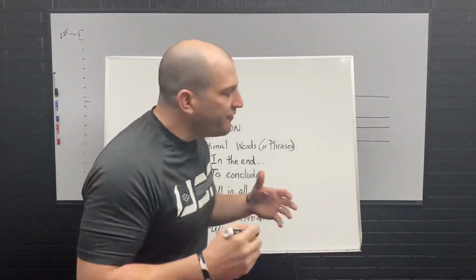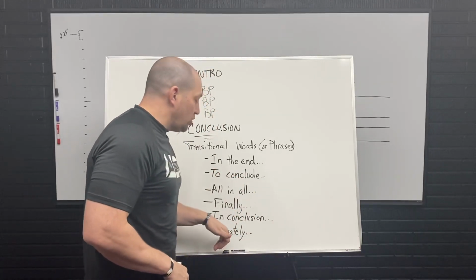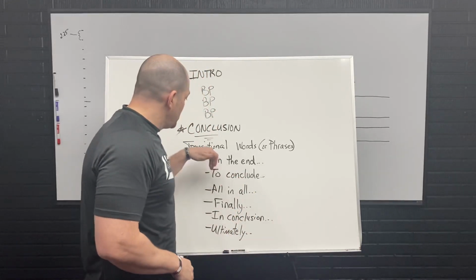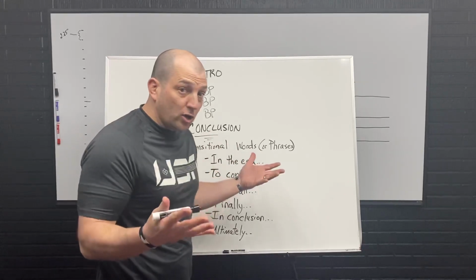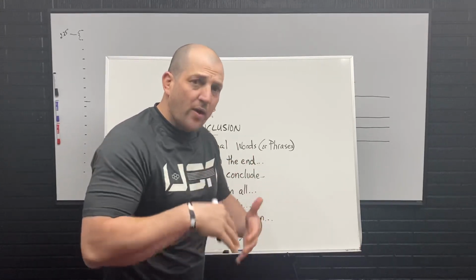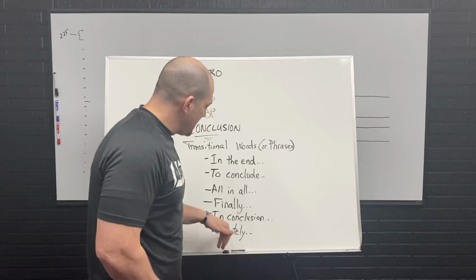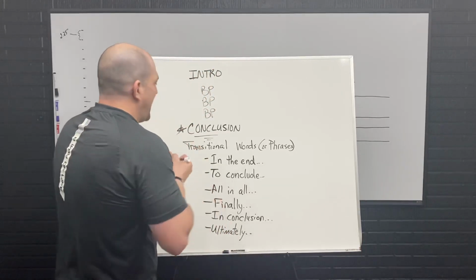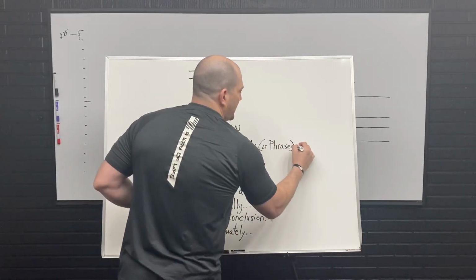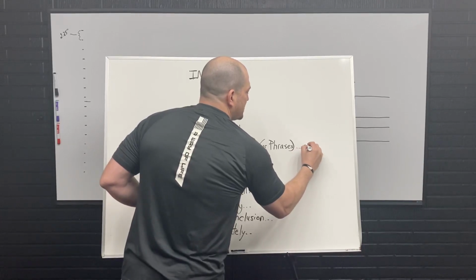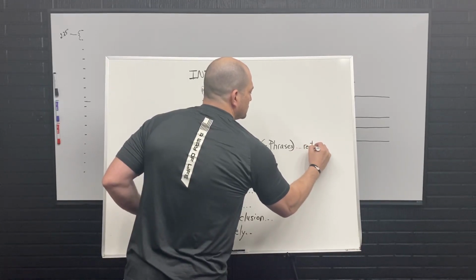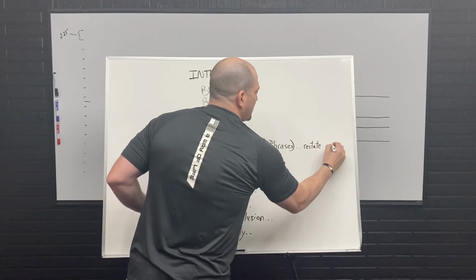So what you're in effect doing is using a transitional word or phrase to set off the fact that you're writing your conclusion paragraph, to let the reader know, hey, this is it. This is the final punch. And then all you're going to do after you provide this transitional word or phrase is restate your thesis.